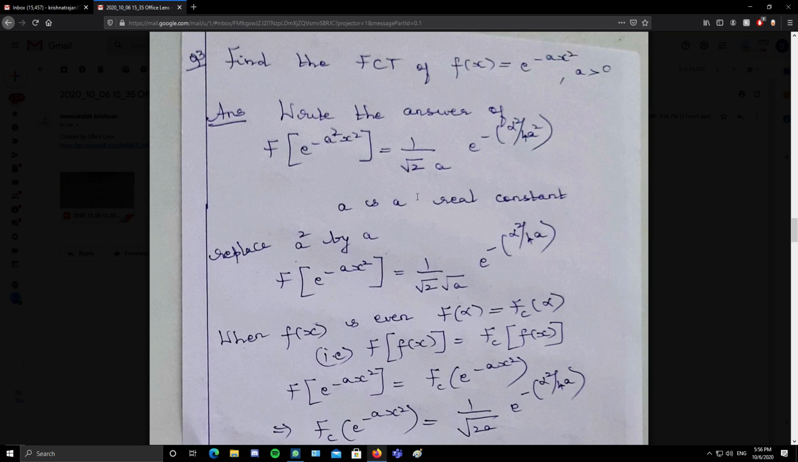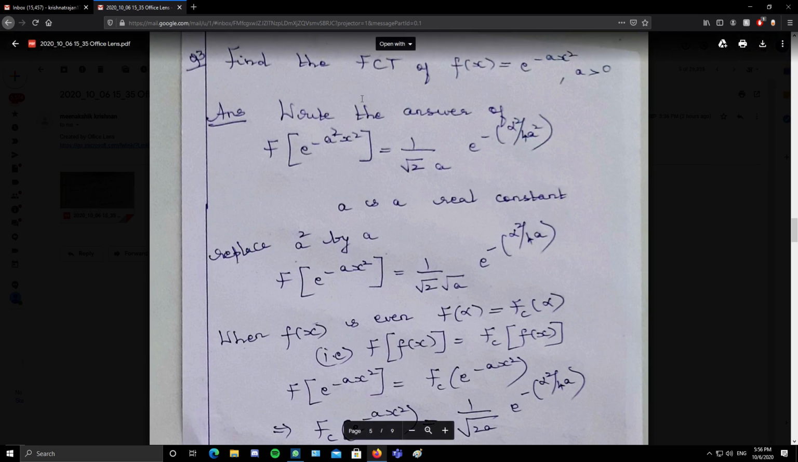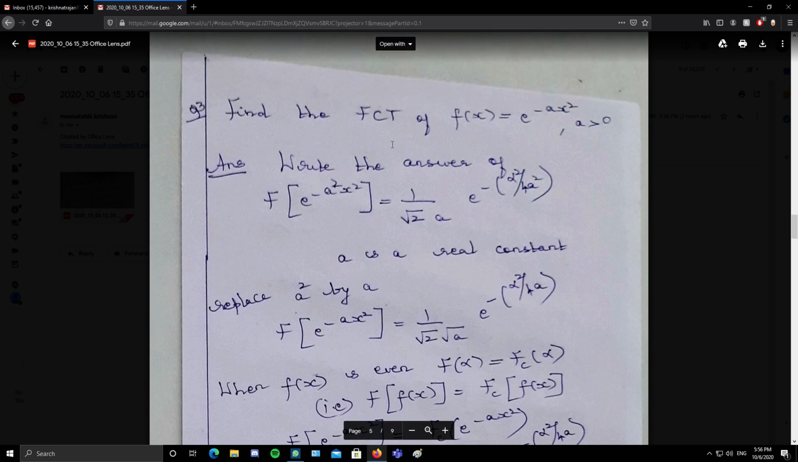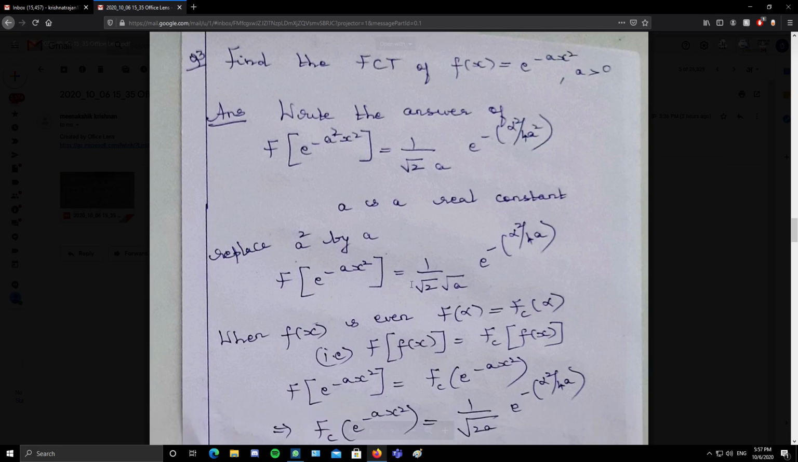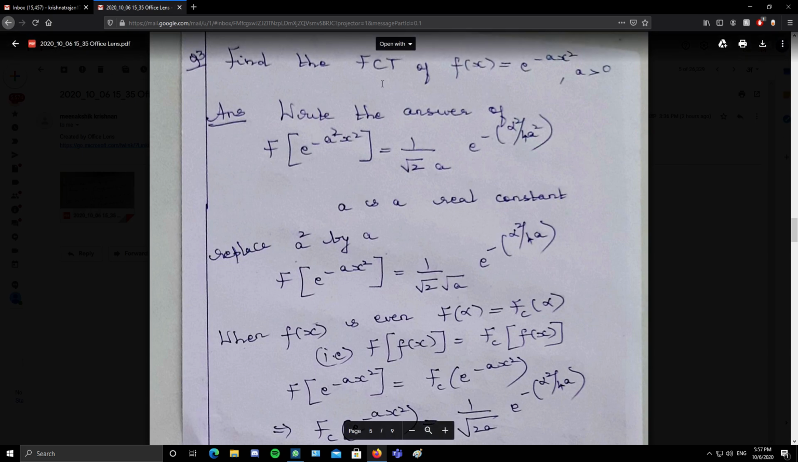Now we see the next problem from cosine transform. Find the Fourier cosine transform of f of x equals e power minus ax square. Whenever you have to find cosine transform, as far as possible, make use of the relation. What is the relation? You know that when f of x is even, F of alpha is same as Fc of alpha. So we have to find Fourier cosine transform of e power minus ax square.